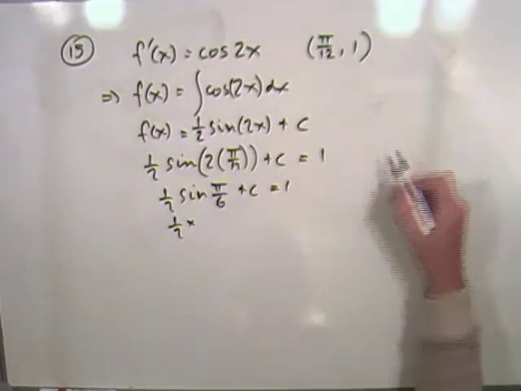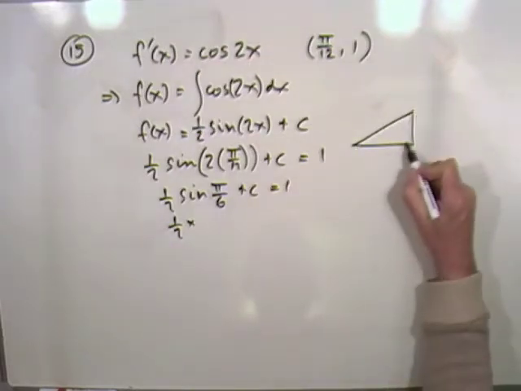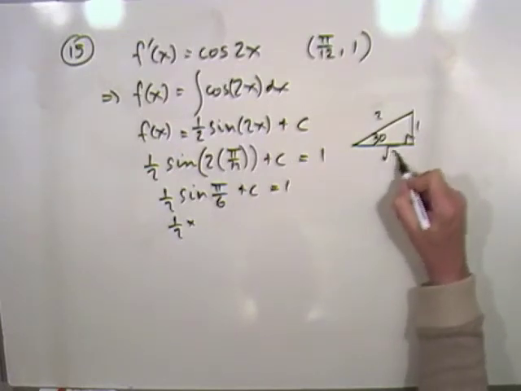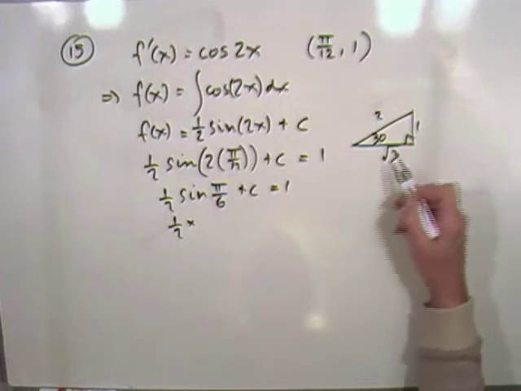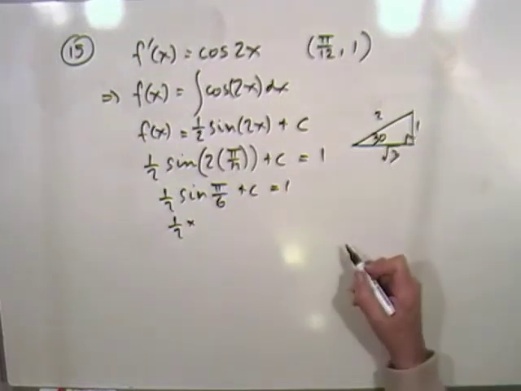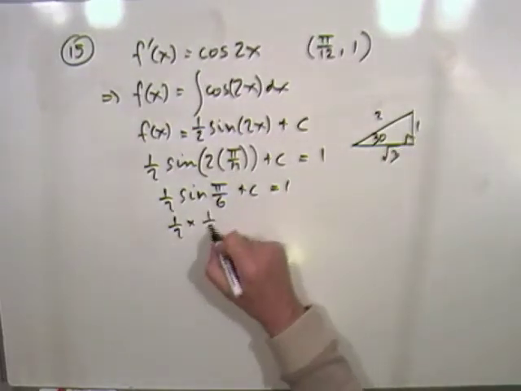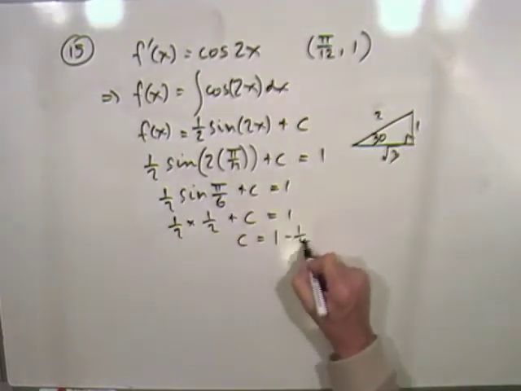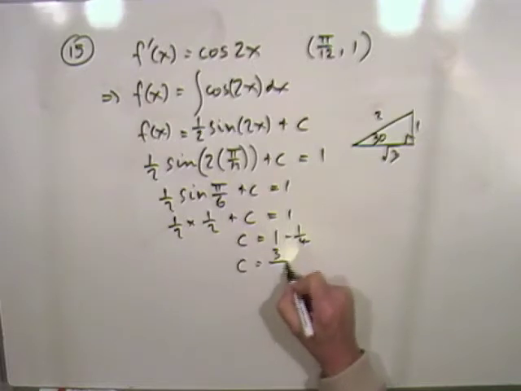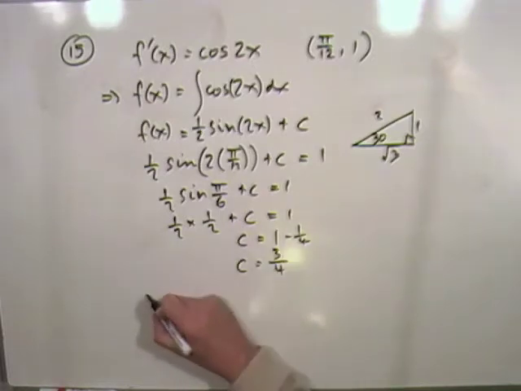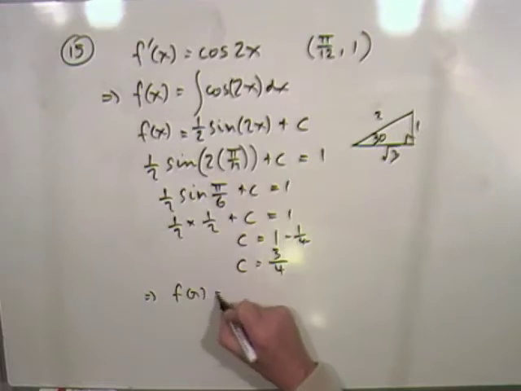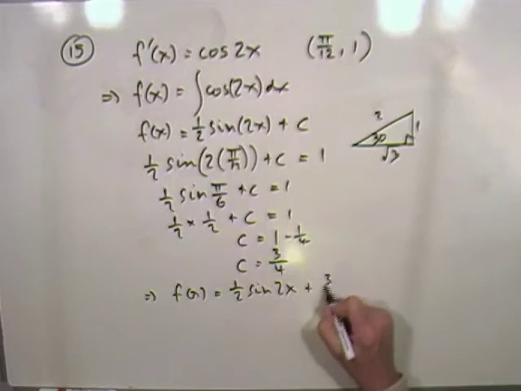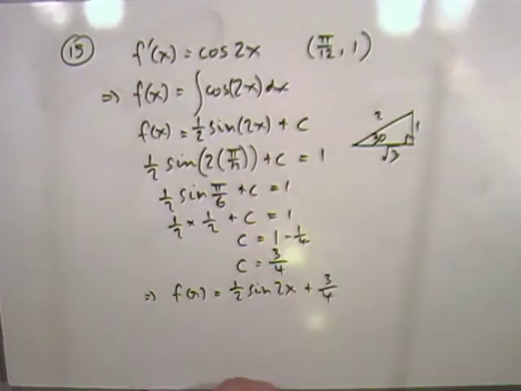Now, if you don't remember the sine of 30 degrees, you can quickly draw the little triangle, half of that equilateral triangle. Shortest side 1, 2, root 3. Sine is the side opposite the angle, so the sine is going to be a half. So it's a half times a half plus c equals 1. That's a quarter, so c is going to be 1 minus a quarter. So c will be 3 quarters. So for the final answer, f of x is going to be a half of sine 2x plus 3 quarters.